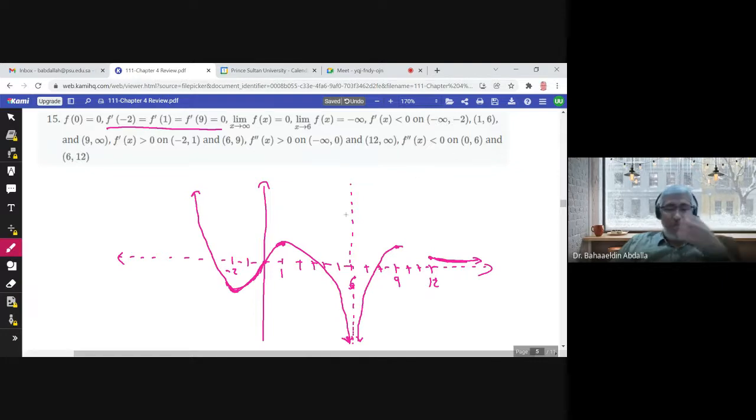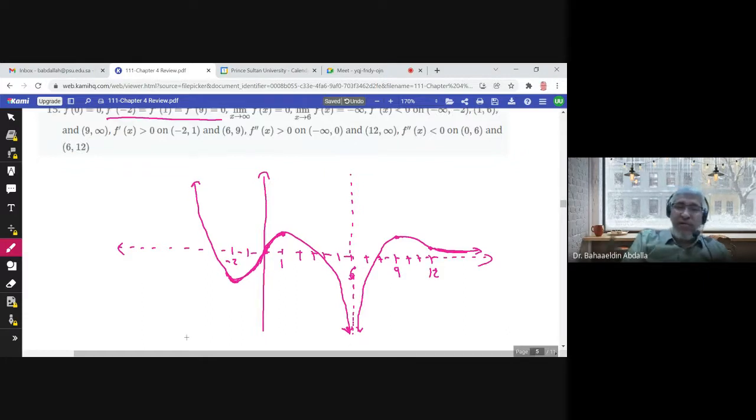Concave down from 0 to 6. Yes, from here to here, concave down. So (0, 0) would be an inflection point. And from 6 to 12, concave down from here to here. So this point at 12 is an inflection point, another inflection point. So that's it. This graph satisfies all the conditions. If you go back to each condition, everything is fine here. So that's the graph of this function.